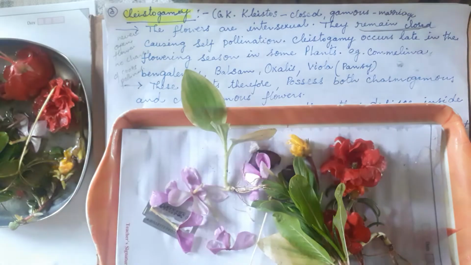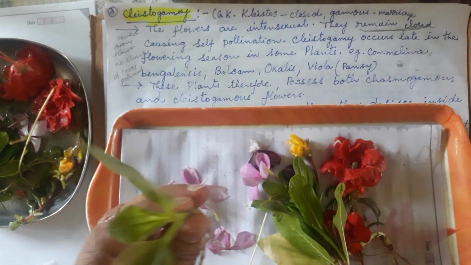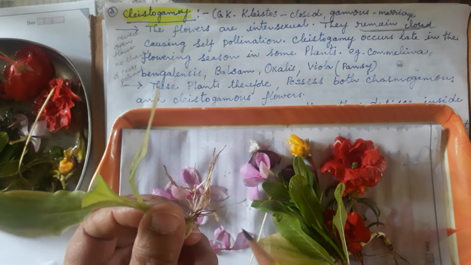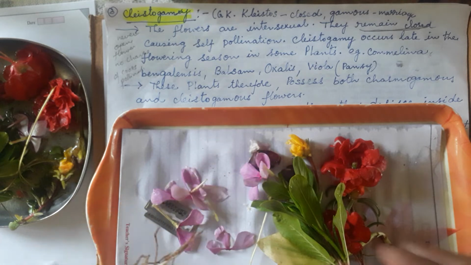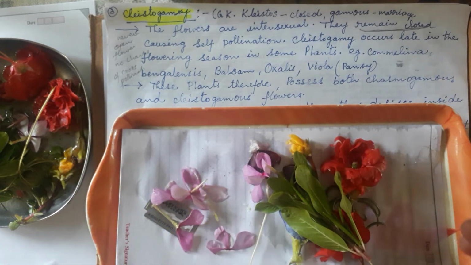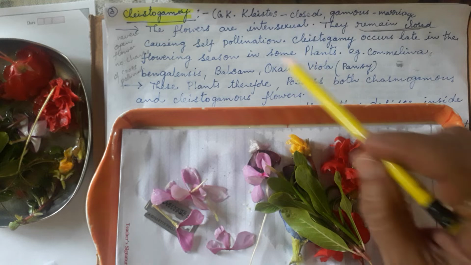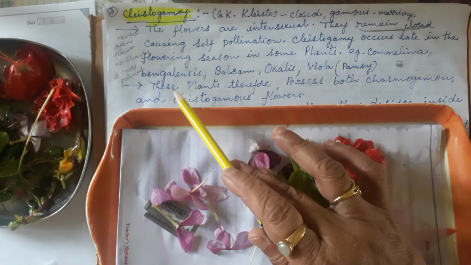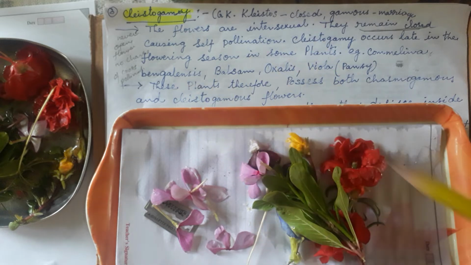That Commelina plant I was showing to you is not completely developed. Here one kind of cleistogamous flowers will be there, here chasmogamous flowers will be there. These two are on that plant. Okay, next plant is for the cleistogamous. One is Commelina bengalensis, which is over, second is balsam.